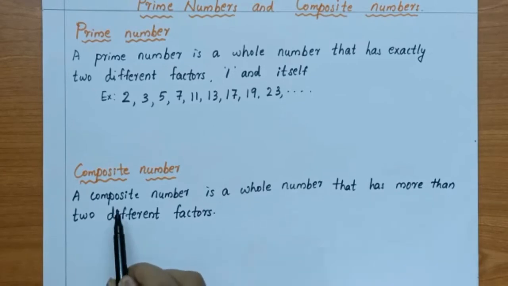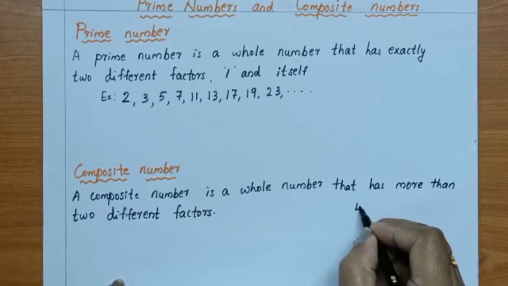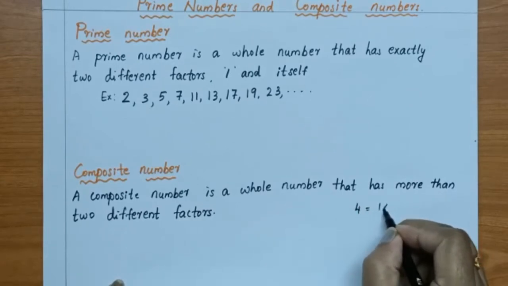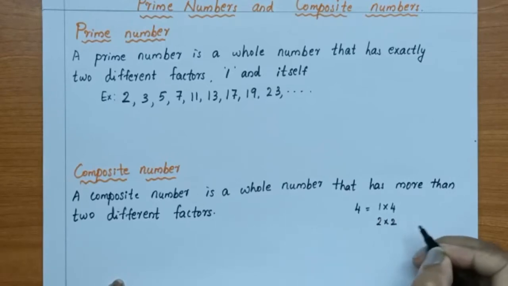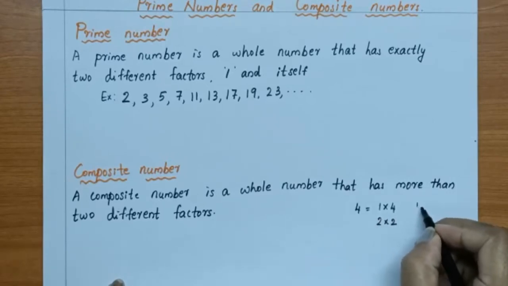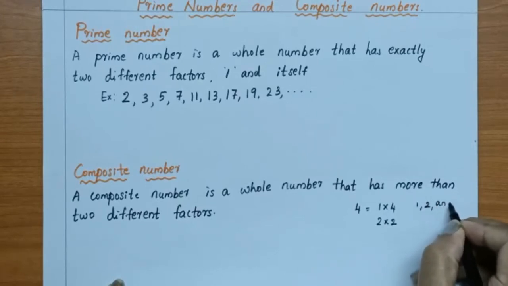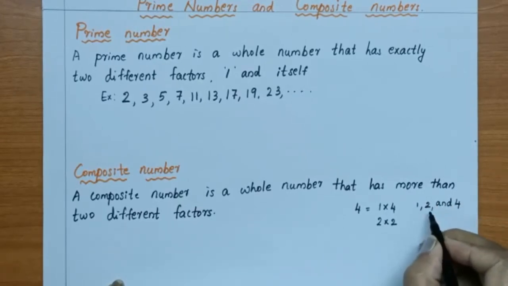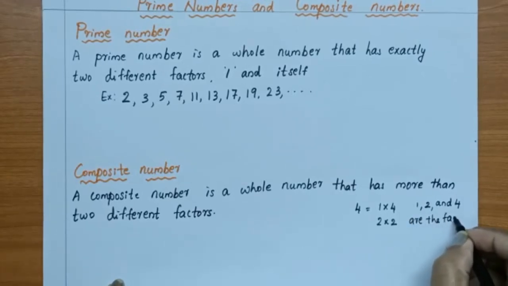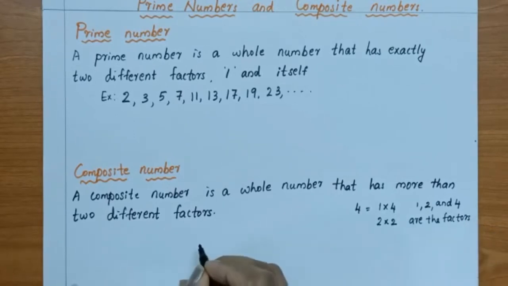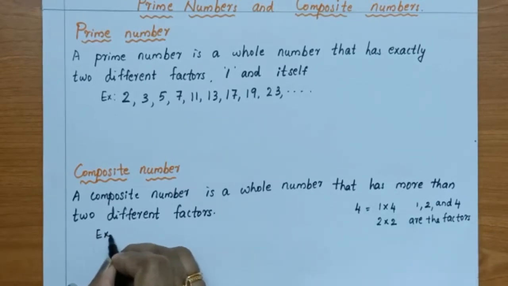Then composite numbers. A composite number is a whole number that has more than 2 different factors. So 4 you can see in table 4, 4 ones are 4. Then table 2. So 4 is having 1, 2 and 4. The factors of 4 are 1, 2 and 4. So 4 is a composite number. Example, 4 is a composite number.